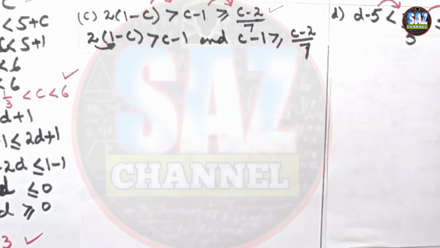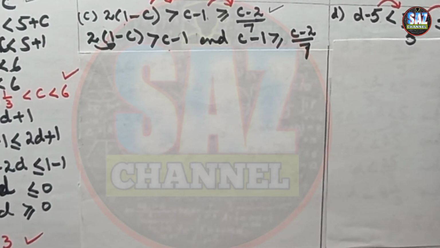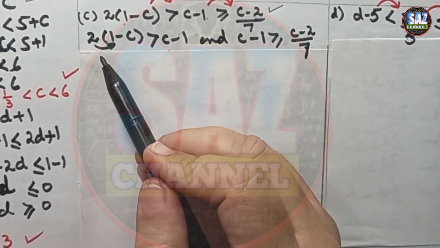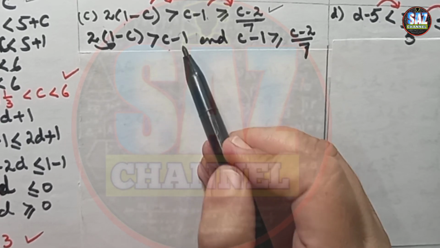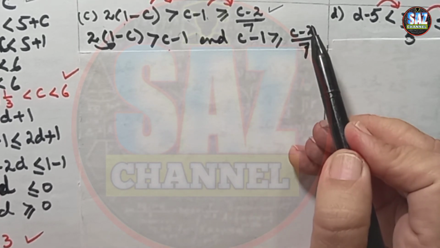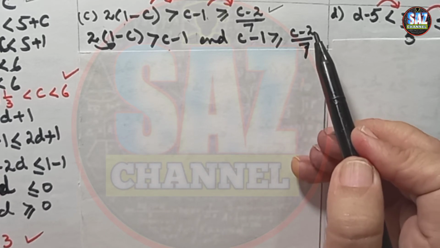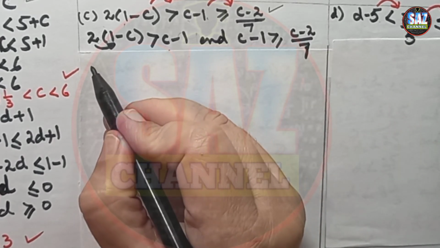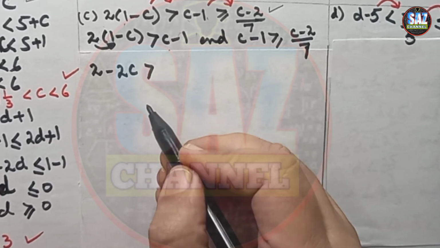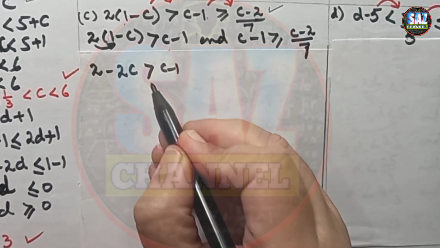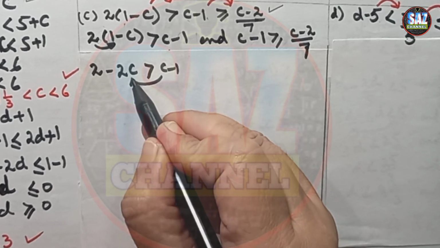2 into 1 minus c is greater than c minus 1 is greater than or equal to c minus 2 by 7. First of all, decompose the inequality into two parts. The 2 into 1 minus c is greater than c minus 1, and c minus 1 is greater than or equal to c minus 2 by 7. Apply the distributive property: 2 minus 2c is greater than c minus 1. Bring like terms on the same side.